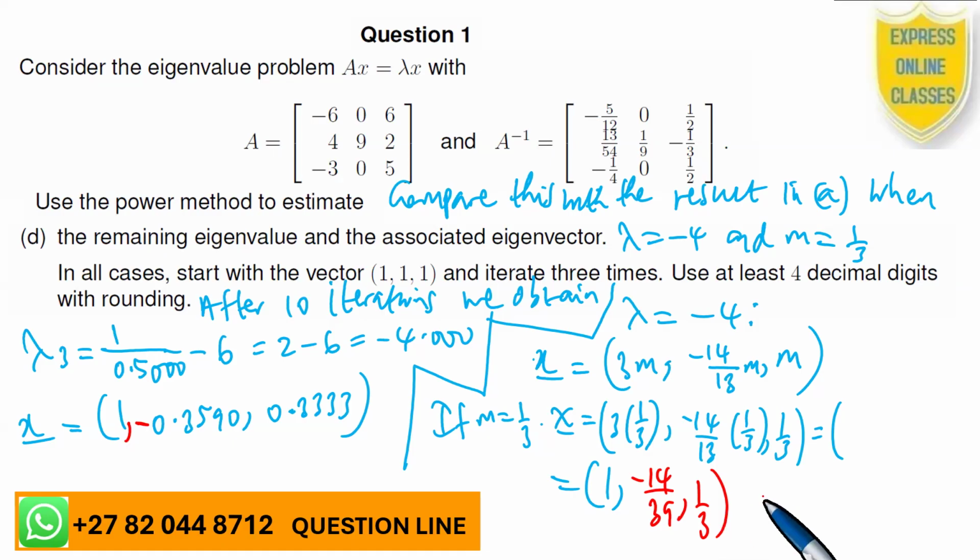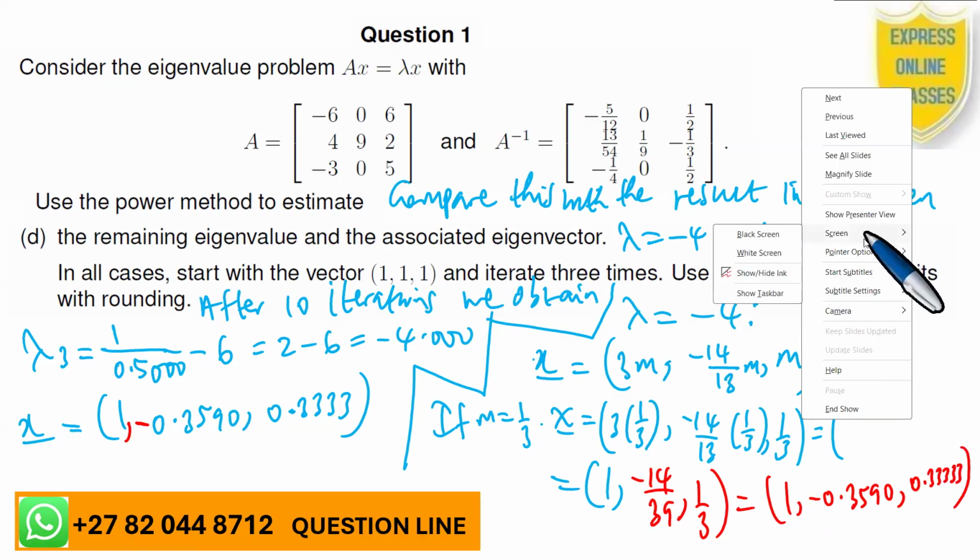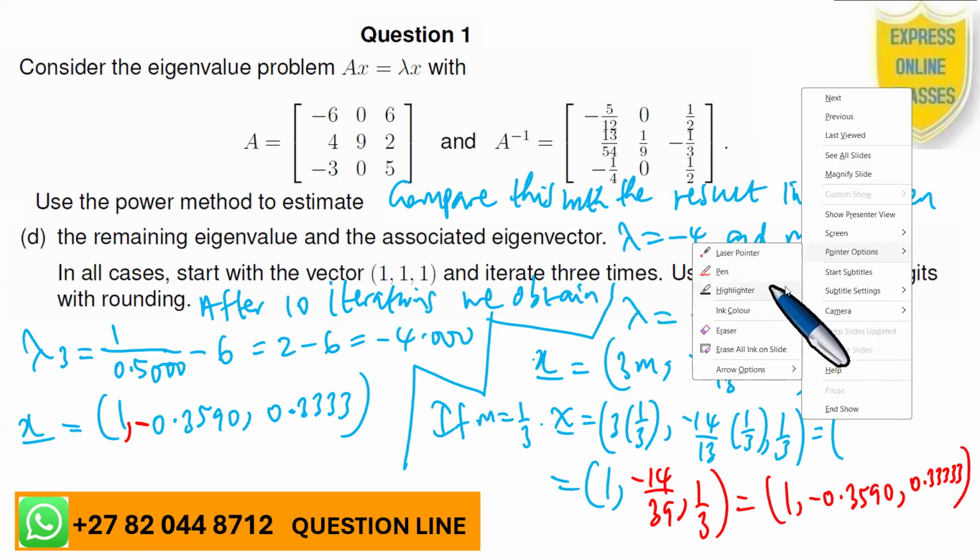So now, using a calculator, this is 1 together with the negative. Okay, we're gonna check this one, but it appears that it's gonna be minus 0.3590, and then the other one is gonna be 0.33333. Okay, let us check -14 out of 39 using a scientific calculator and see what we get.